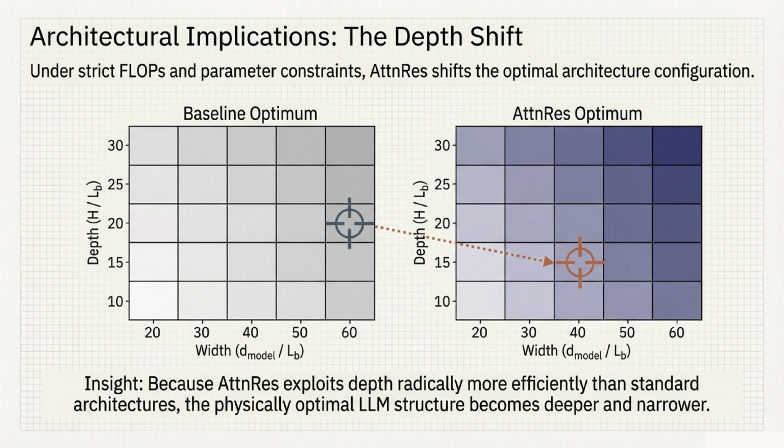This has major architectural implications. Under strict FLOPs and parameter constraints, attention res shifts the optimal architecture configuration. Because attention res exploits depth radically more efficiently than standard architectures, the physically optimal LLM structure becomes deeper and narrower.